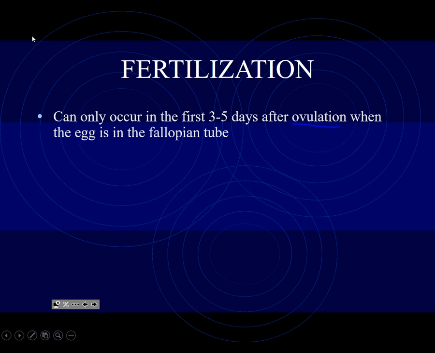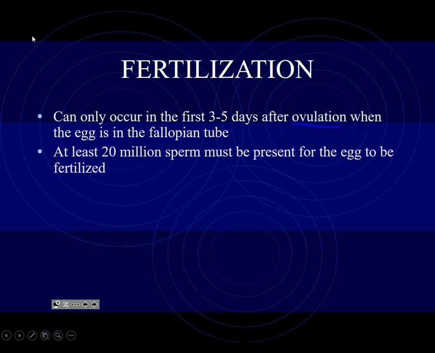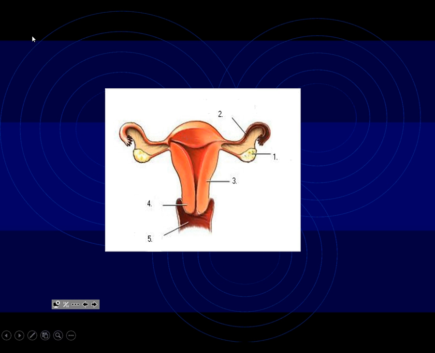Let me go to the female reproductive system drawing. So remember that the eggs are produced in the ovary here, and then when they mature at ovulation, they're spit out and they're in the fallopian tube. Let me do a different color. And in the fallopian tube, the egg has to travel along. And the key to understanding fertilization is to understand that the egg must be fertilized in that time.